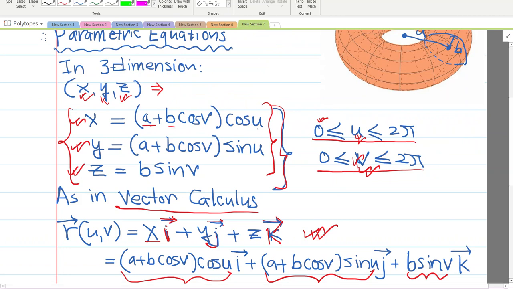And if you guys want to understand why these are the equations, I would be happy to make another video on how to derive this parametric equation for the torus.